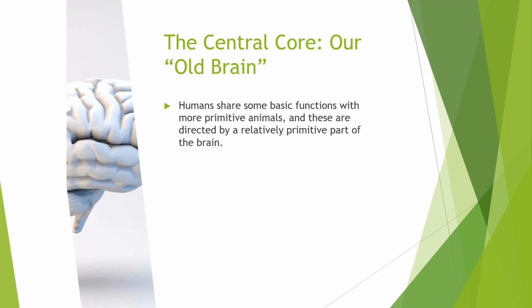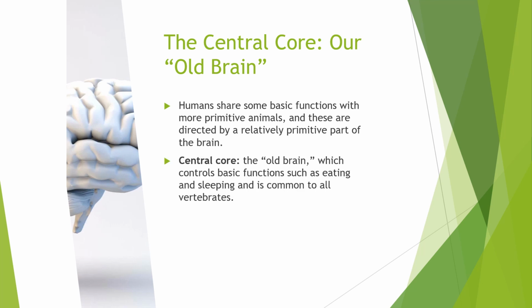And this older part of our brain we refer to as the central core. It controls the basic functions such as eating and sleeping, and it is common to all vertebrates, not just humans. So this central core, this older brain, is the same for all types of vertebrate animals. It's in control of eating and sleeping, various functions like that.